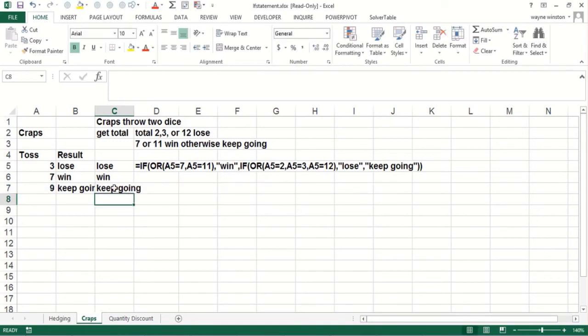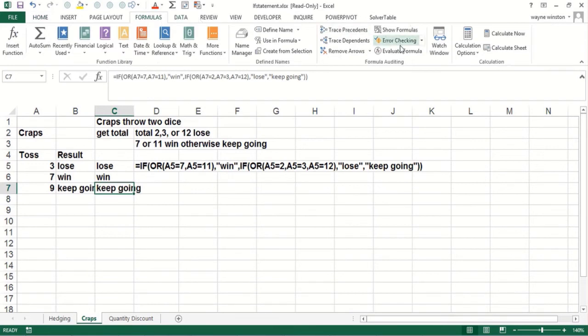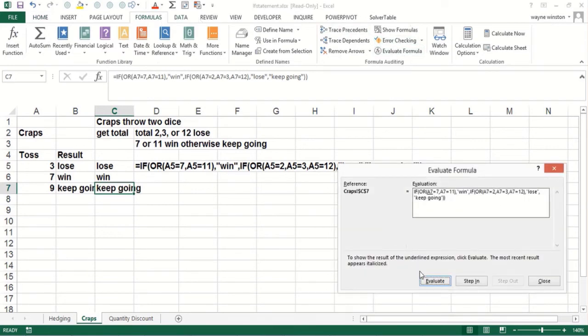You can check this out with evaluate formula. Formulas, evaluate formula, it's a bit tedious, but it says, does 9 equal 7? False. 9 equal 11? False. 9 equal 12? False. So the whole thing was false. Does 9 equal 2? Does 9 equal 7? Does 9 equal 12? And then the whole thing is false. Okay, so we have all falses there. And then finally we get to keep going.